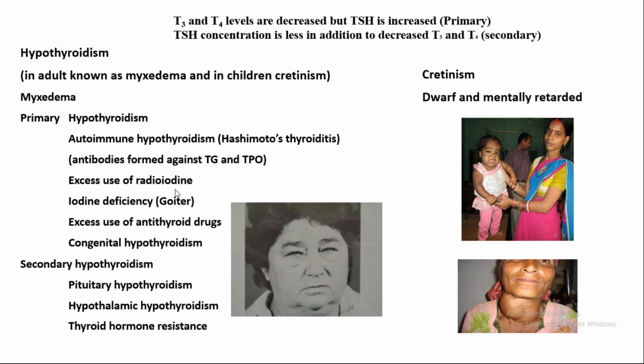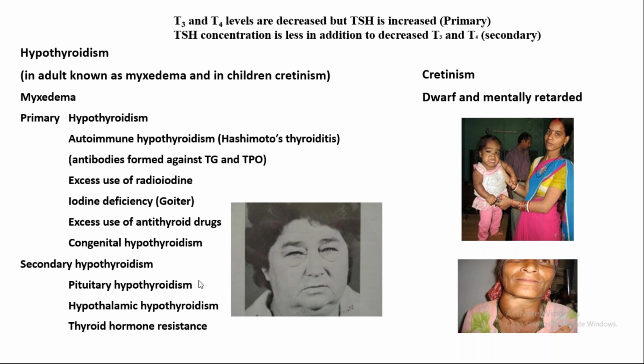Excess use of radioiodine will also suppress the thyroid gland cell. Iodine deficiency will lead to goiter. You can see in the photograph over here. Excess use of anti-thyroid drugs also leads to suppression of the function of the thyroid gland, and congenital hypothyroidism, that is genetic, a congenital condition. Secondary means hypothalamus and anterior pituitary.